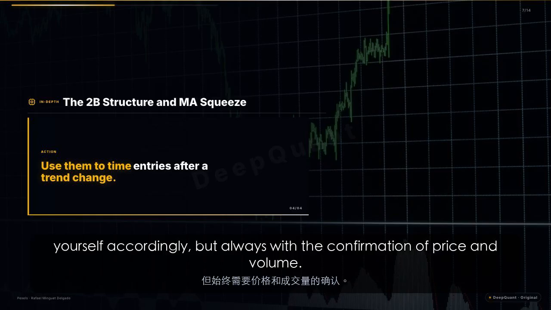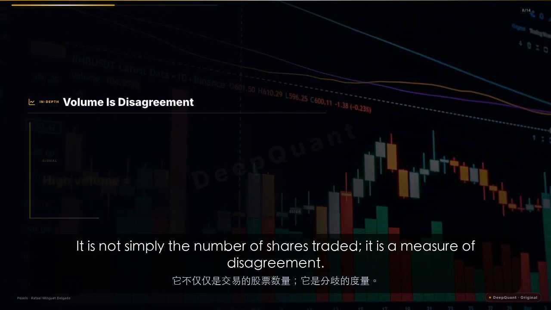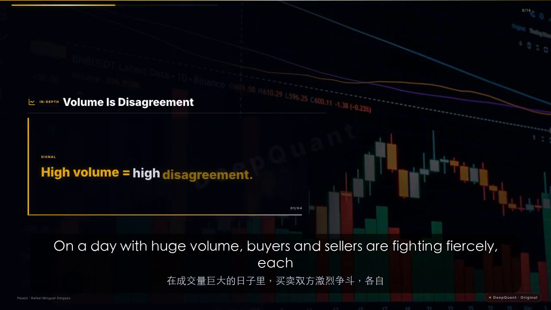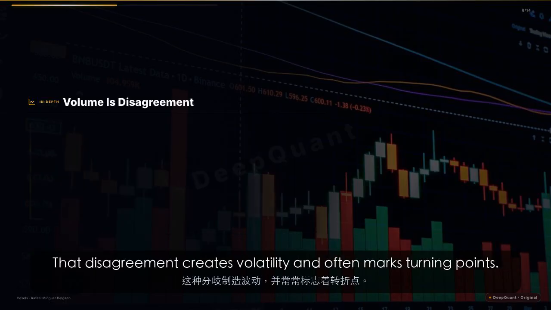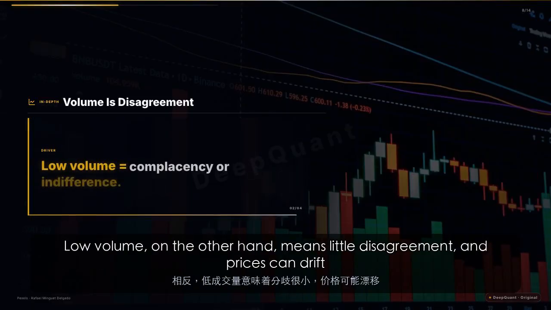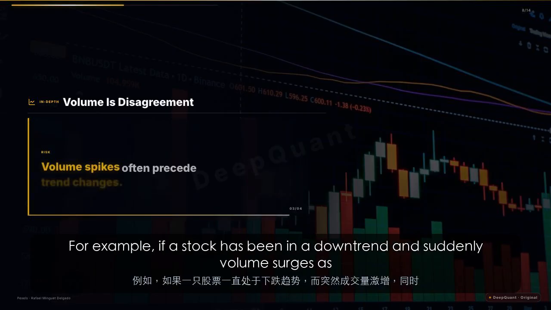Volume is often misunderstood. It is not simply the number of shares traded, it is a measure of disagreement. On a day with huge volume, buyers and sellers are fighting fiercely, each convinced they are right. That disagreement creates volatility and often marks turning points. Low volume, on the other hand, means little disagreement, and prices can drift for a long time. So watch for volume spikes, they signal that the market is making a decision.